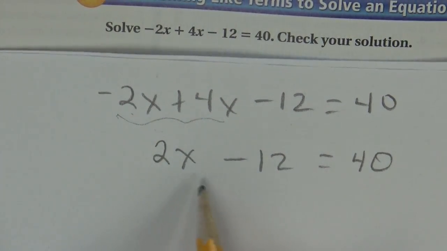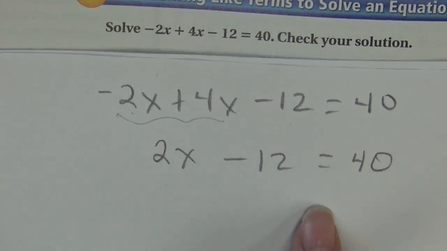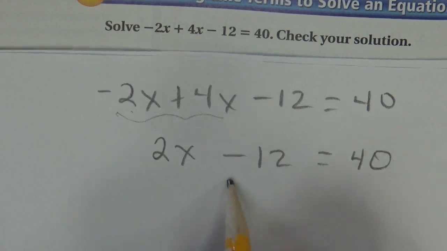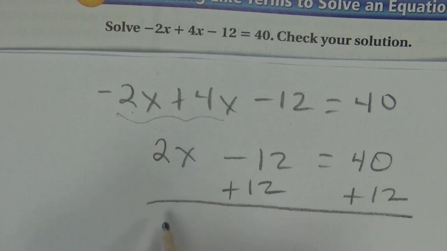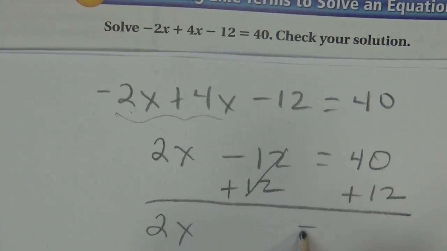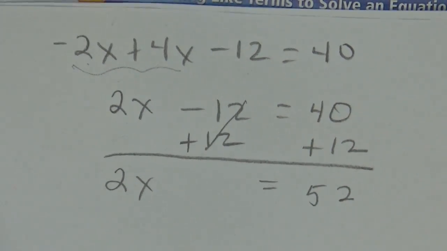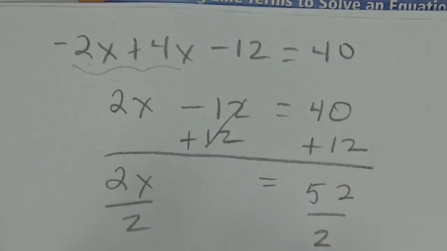I've done everything I can to combine like terms, so now my job is to work on isolating my variable. I have to use inverse operations to undo these operations to get the x by itself. Because it's an equation, whatever I do to one side, I do to the other side and keep it balanced. So I start by adding 12 to both sides. That leaves me with 2x equals 52. Then I divide both sides by 2, and I get x equals 26.